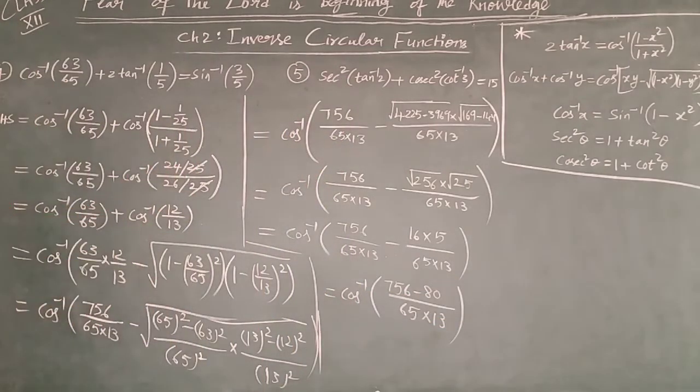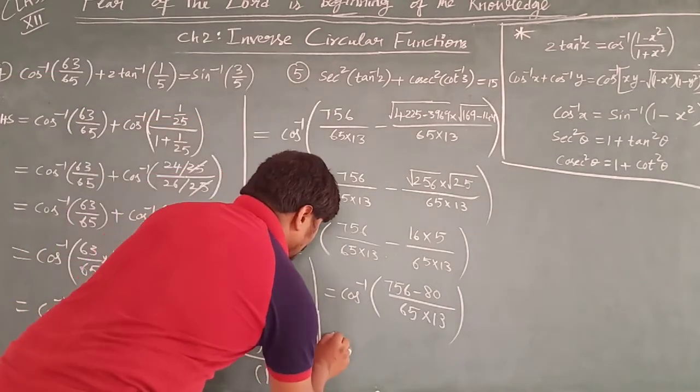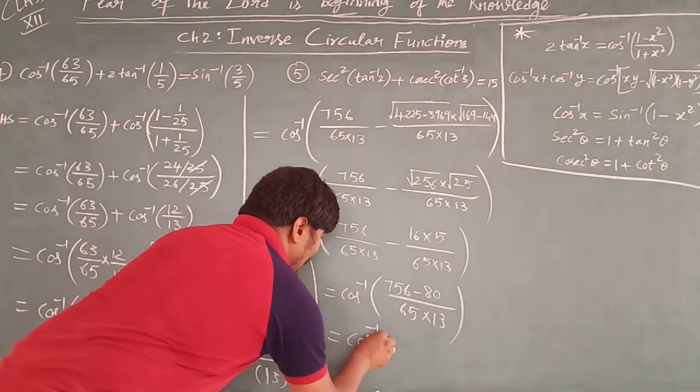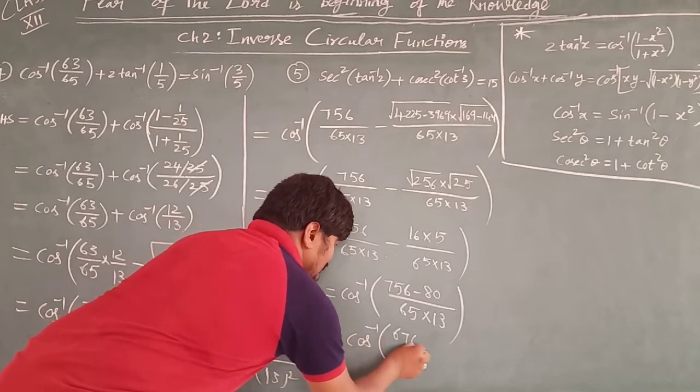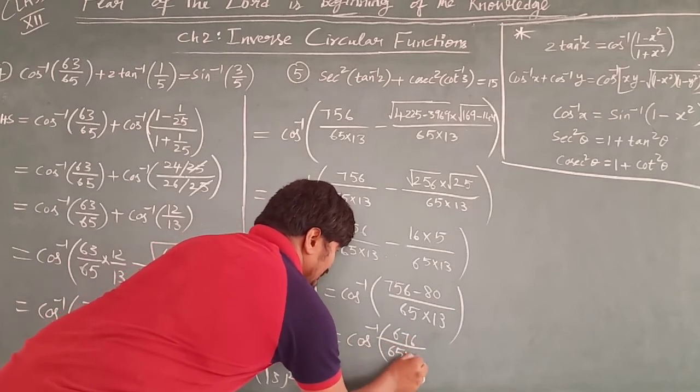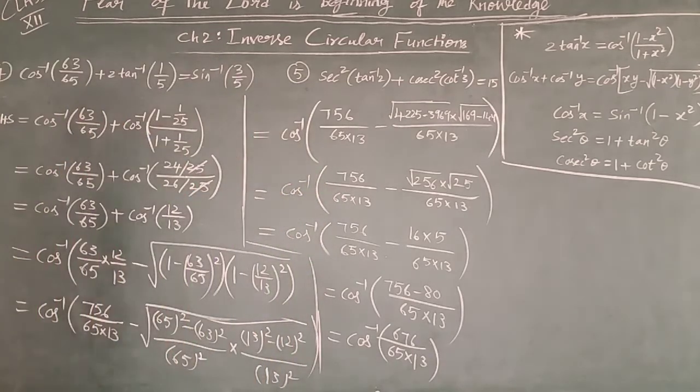So when you subtract 756 minus 80, how much are you going to get? That is nothing but 676. So now here we get cos inverse 676 upon 65 into 13. Then when you do this cancellation process, what can we write? We can write 676 as nothing but 26 into 26.